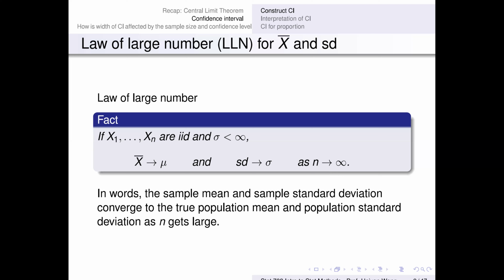Because of that, the population mean and population standard deviation generally will be estimated with the X bar, and the sample standard deviation estimates the population standard deviation, as long as the distribution is not too skewed and the sample size is not too small. Okay.